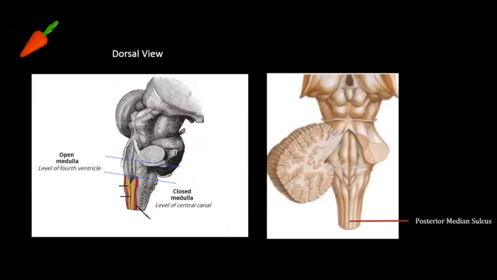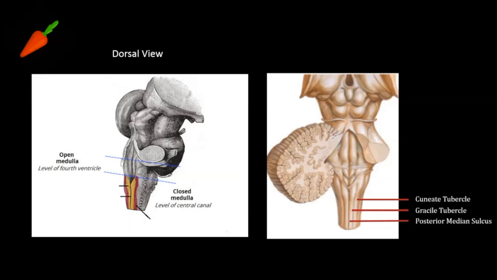The dorsal surface can be broken up into two sections: the open section and the closed section. Features of the dorsal surface include a posterior median sulcus, which is a groove only confined to the closed section. Also unique to the closed section are the gracile tubercle median to the cuneate tubercle.